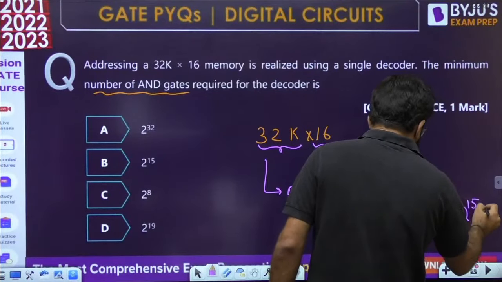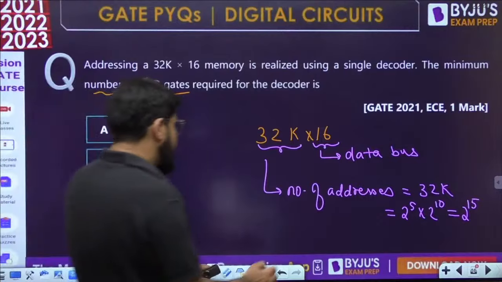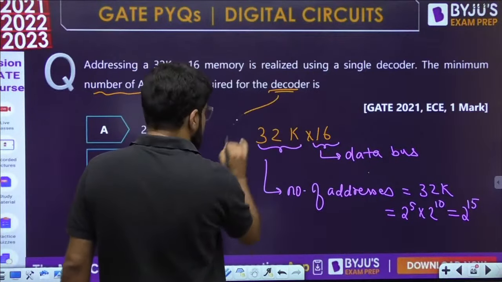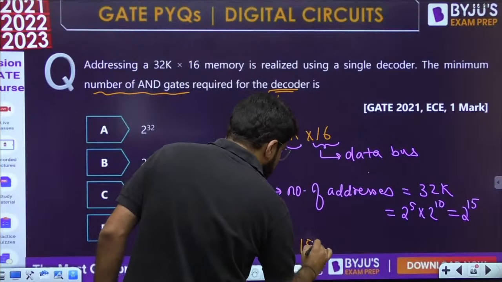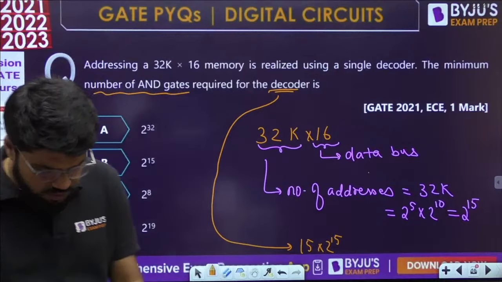The outputs of the decoder will be 2 power 15. The output served as the address line. So the decoder will be of the size 15 cross 2 raised to the power 15.